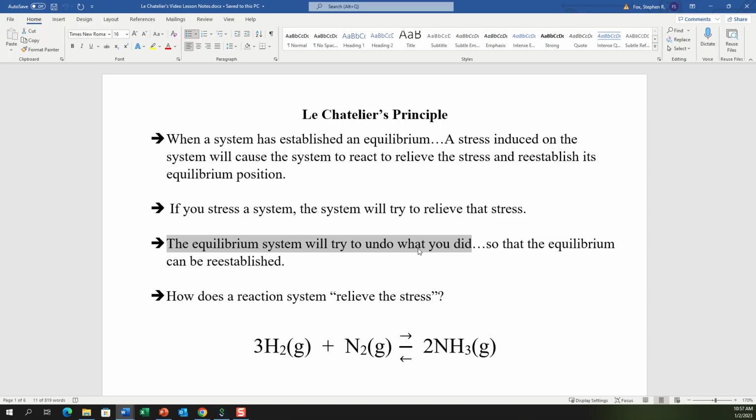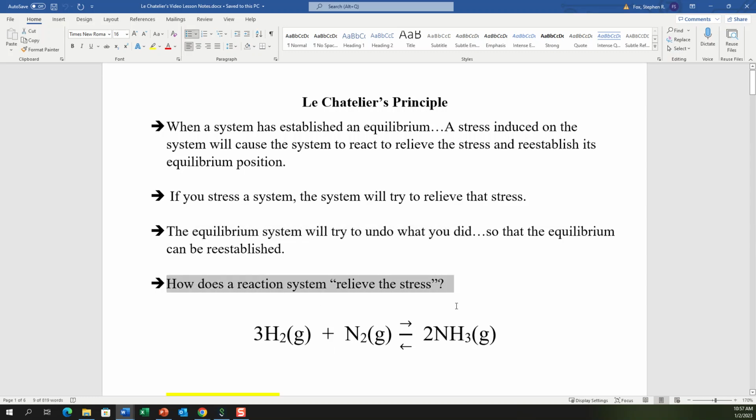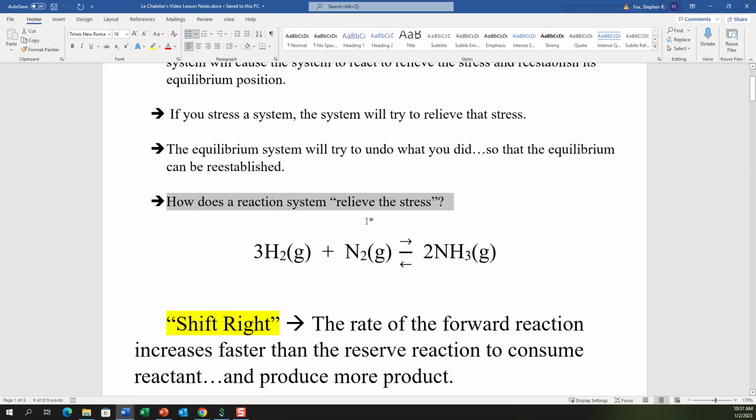If I add heat, which means if I increase the temperature, it's going to try to remove heat. If I remove heat, if I cool it down, if I decrease the temperature, it's going to try to replace the heat that I removed. That's essentially the idea, right? It's going to try to undo what I did. So you have to figure out what is the stress that you did? What did that do? And how does the reaction relieve the stress? So that's the first question: how does it relieve the stress?